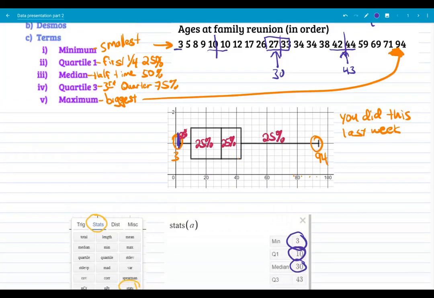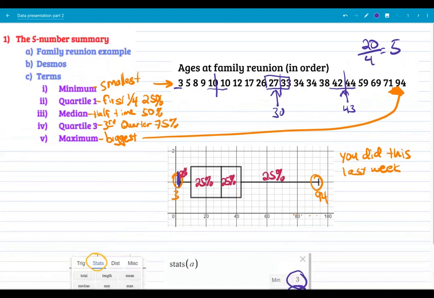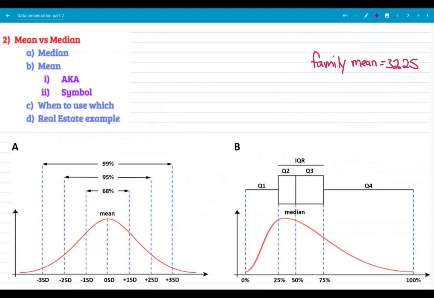Looking at the graph, you cannot tell how many people are on this graph, but you know that 25% of the data is in each section. There could be 100 people here or 1,000 people. In this situation, it was 20.